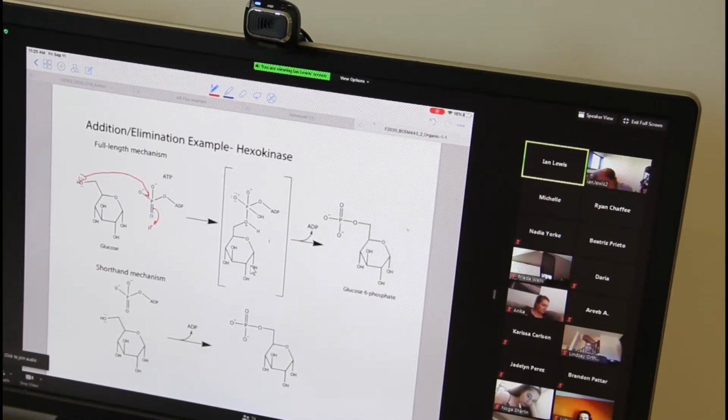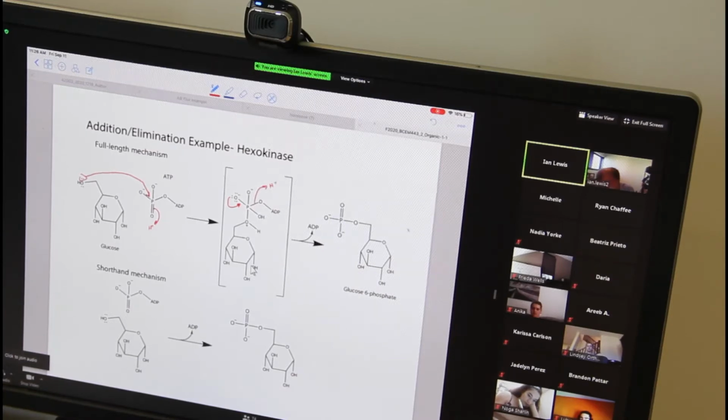But if we want to show each of the steps, then we would have a base abstract the proton that would go to here, and then wait a minute, why is she doing that? That's not right. You would have this happening. There we go, and that looks more likely. And then you have ADP as your leaving group and your phosphate. So that's a really common sort of intermediate reaction.